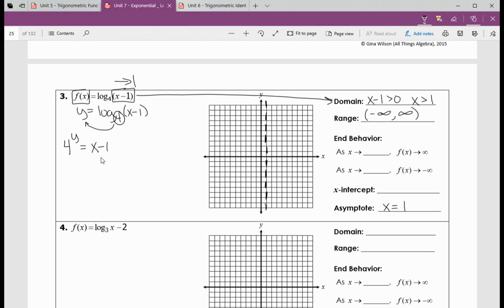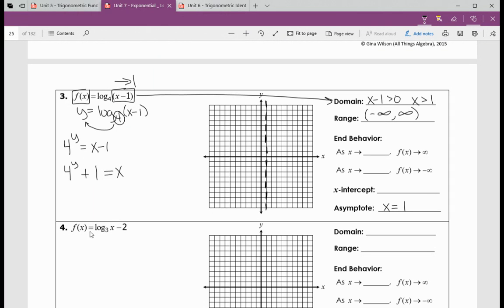Last thing I'm going to do is add 1 to both sides. So I get 4 to the y plus 1 equals x. That is what I'm going to build my table around. Now, keep this in mind, because every time you have a group, this is what your final equation should look like when you have the parentheses.